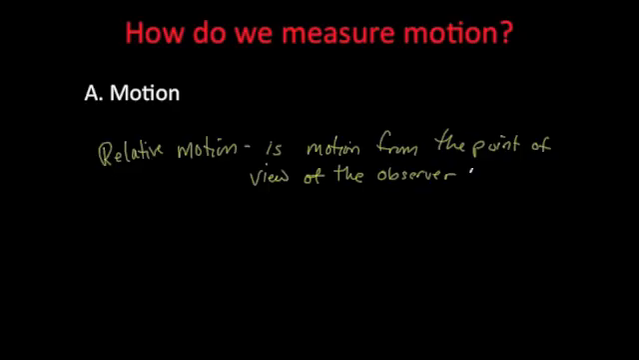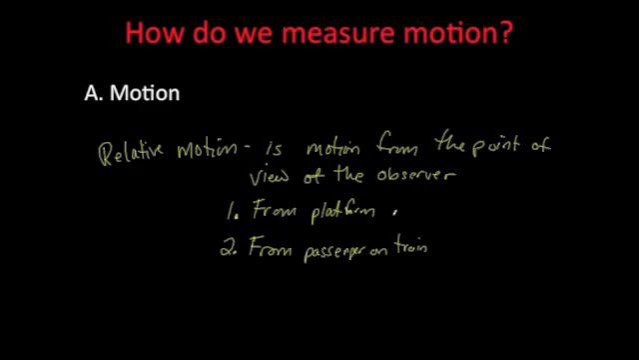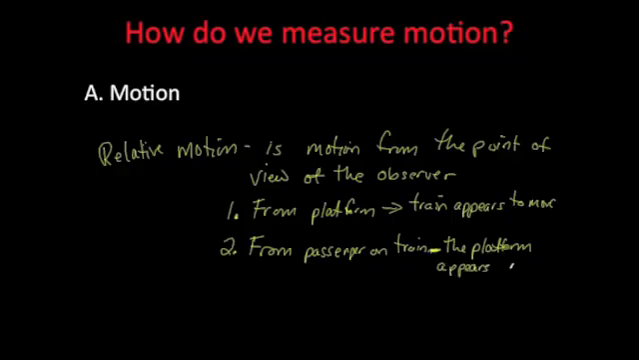Okay? So if you want to think about it like this, relative motion could be from the point of view of the observer. One observer would be from the platform, from the train platform. The other position would be from the train, from the passenger on the train. Okay? So from the platform, the train appears to move. And from the passenger on the train, the platform appears to move. And that's what we describe as relative motion.